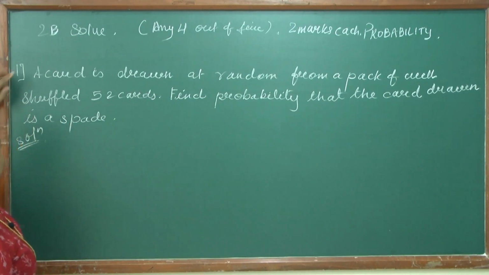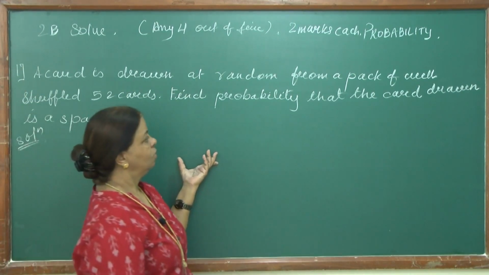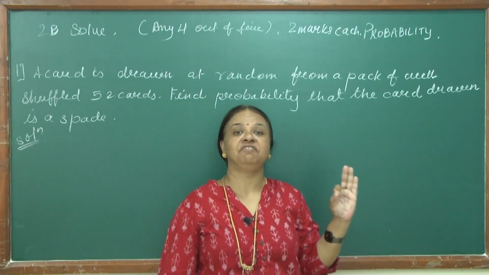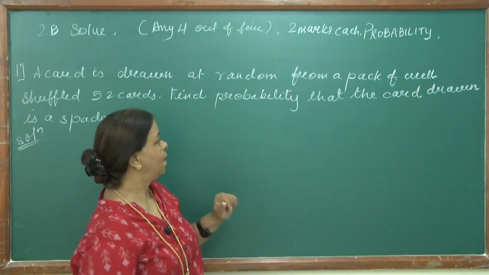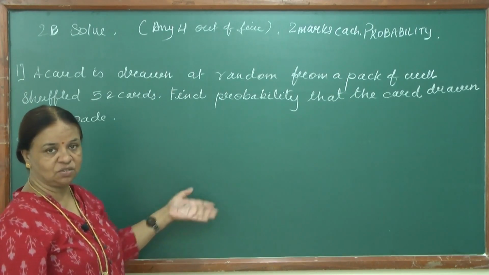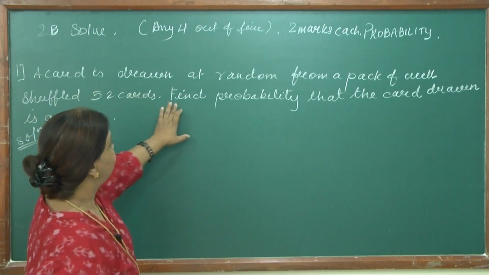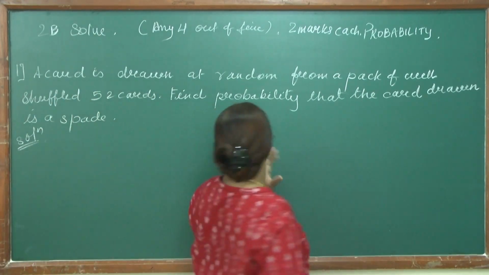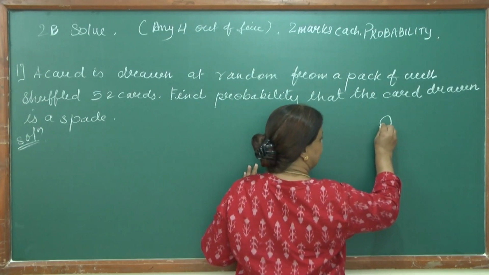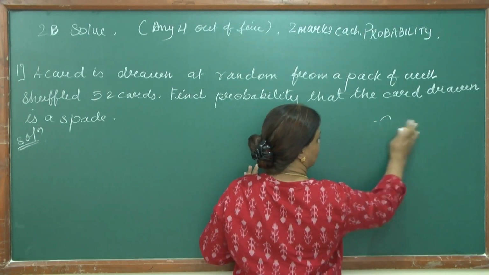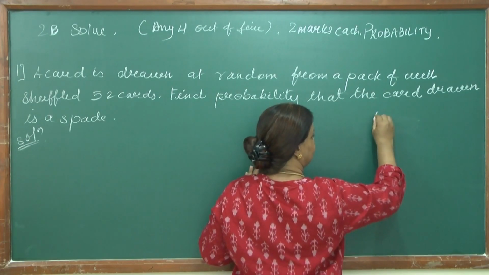See the first question of 2B: a card is drawn at random from a pack of well shuffled 52 cards. Children, you know a pack of cards contains 52 cards, and before this I discussed which types of cards are there. So find the probability that the card drawn is a spade. This is the symbol of the spade, children. Sorry, club it is. The spade is like this.